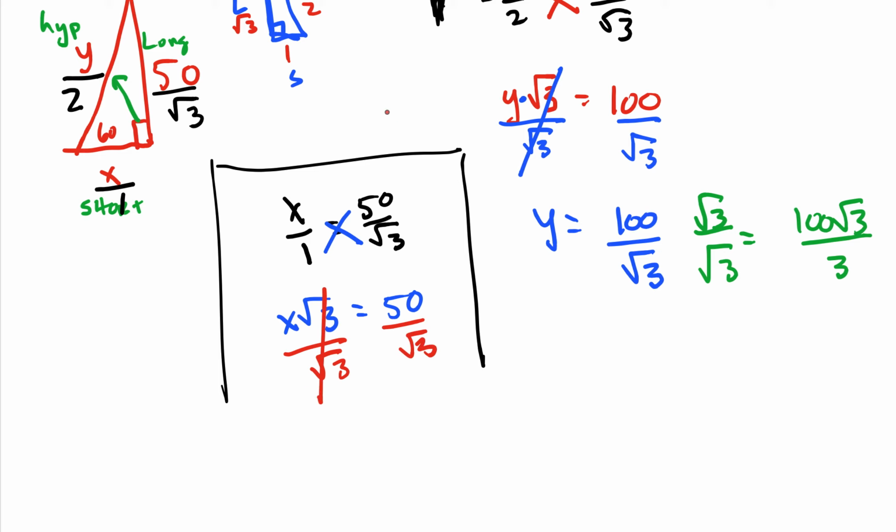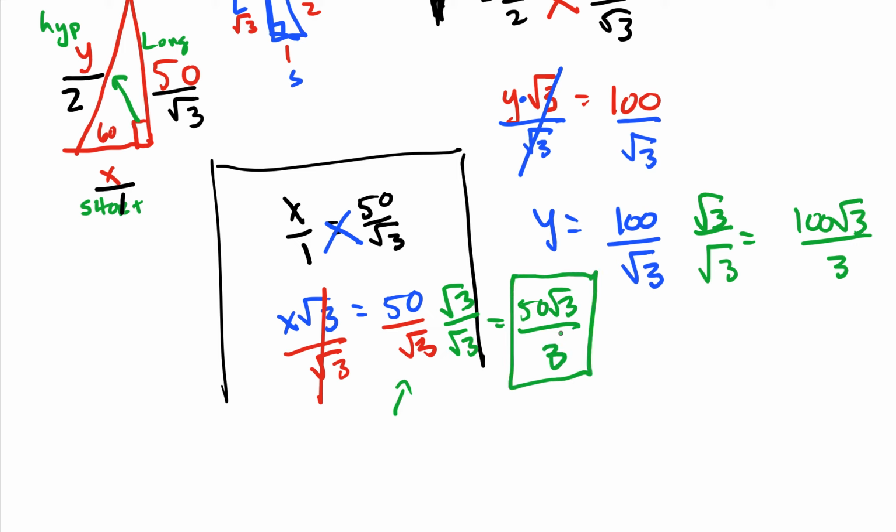And so those of us who remember the next step, we cannot leave a square root. So we're going to multiply the top and the bottom by that square root. And we'll get 50 radical 3 over normal 3. So we want to make sure you can rationalize the denominator. Watch the video if you don't know how to do that.